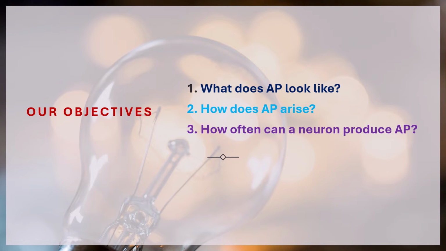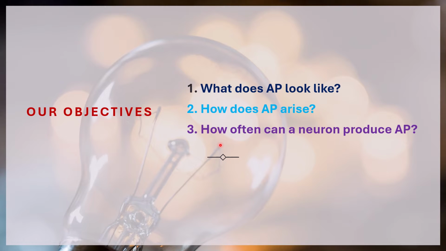Let's see our objectives for today. We will look at what an action potential looks like. So we will visualize what happens when a neuron sends a signal. Also, we will look at how an action potential rises. So we will break down how a tiny electrical impulse is triggered from resting to firing and back again. We will have a graph to help us visualize it.